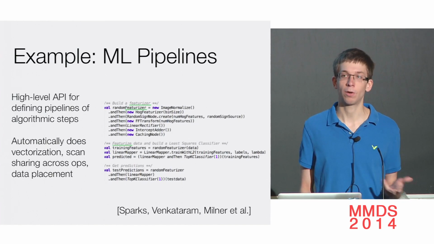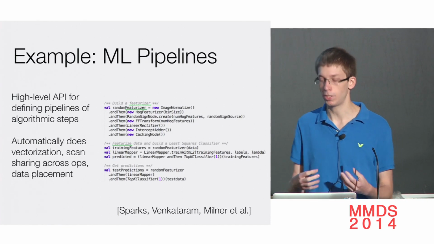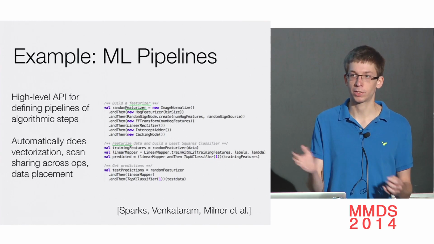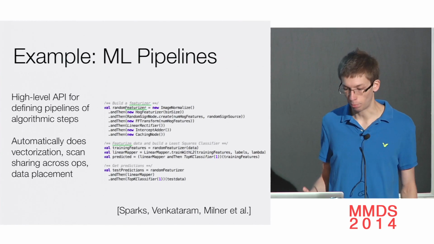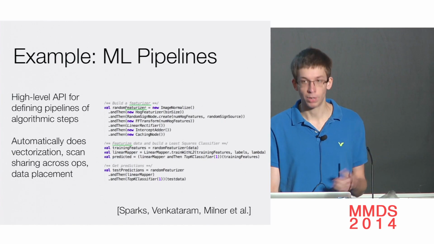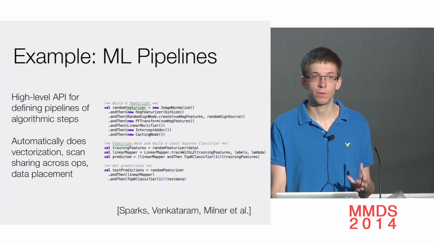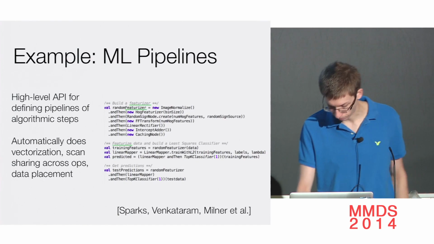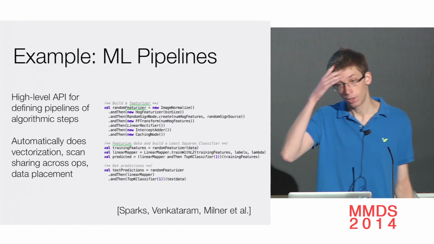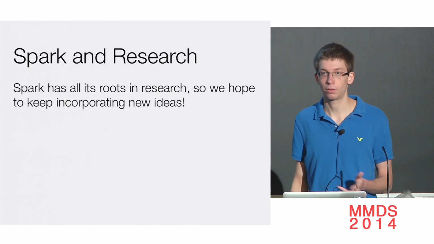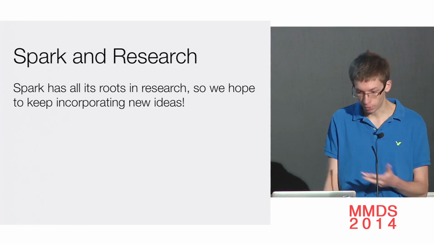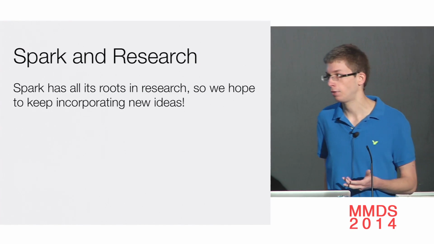It figures out where you're going to share data, how to place it to minimize communication, and how to share scans across the data to make the whole pipeline fast. So this is one of the things that people are doing that's in line with Spark's approach of offering these high-level APIs. And finally, Spark started as a research project. I think still the majority of the code is code that was just written at Berkeley by graduate students.